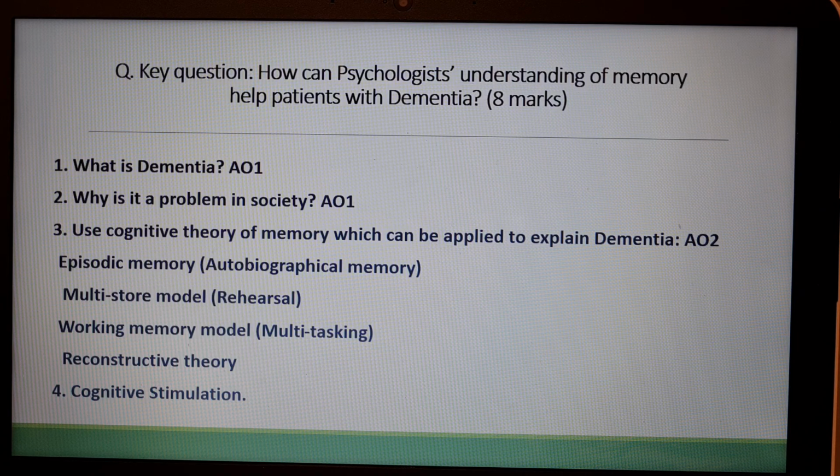Okay, so really, just to summarize this plan, you'd obviously be starting off with some description of dementia and how it's a problem in society. So don't forget to link it with society because that's the main aim of a key question. And then really give some examples of cognitive theory and apply it to dementia. So there you go, that's a plan really for this question. So have a go at planning and have a go at answering this question.